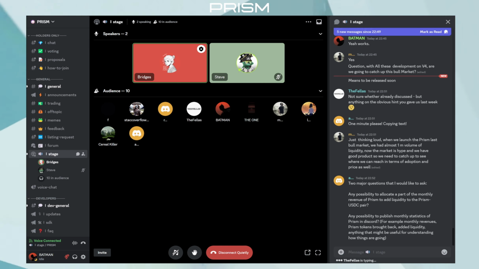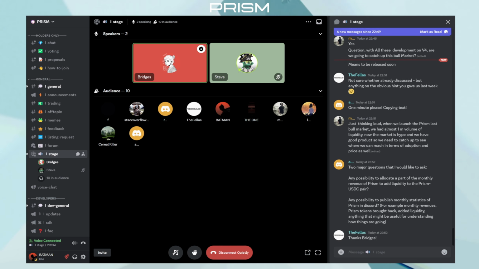So Melter says, just thinking out loud, when we launched Prism last bull market, we had almost 1 million in volume of liquidity. Now the market is hype, and we have a good product, so we need to catch up to see where we can reach in terms of adoption and price as well.